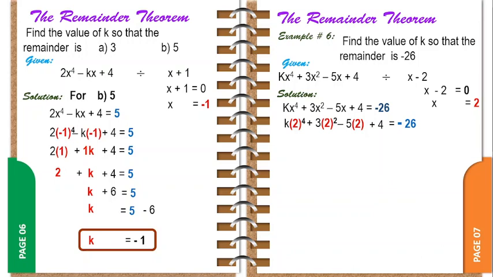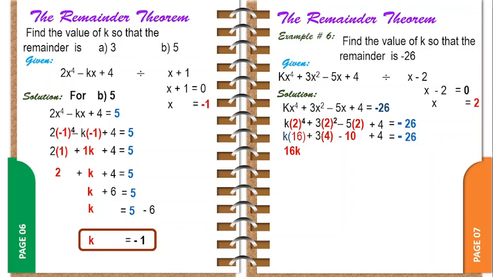Simplifying, 2 raised to 4 is equal to 16. Multiplying 2 by itself 4 times, 2 times 2 times 2 times 2 is 16. So we have k times 16 plus 3 times 4 because 2 times 2 is 4. Negative 5 times 2 is negative 10. Bring down positive 4 and negative 26.